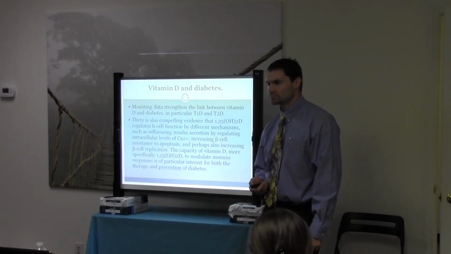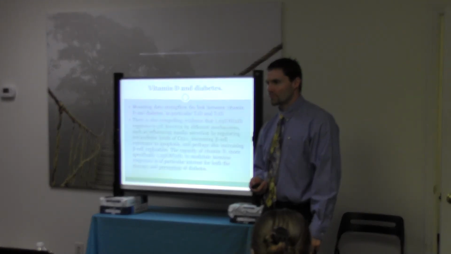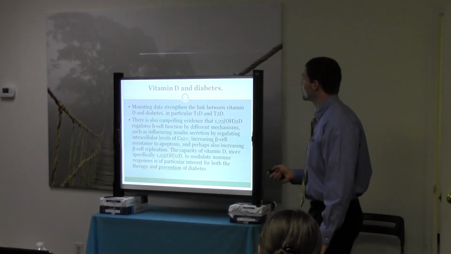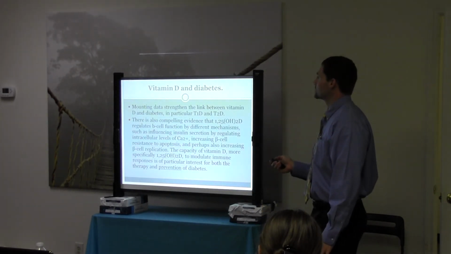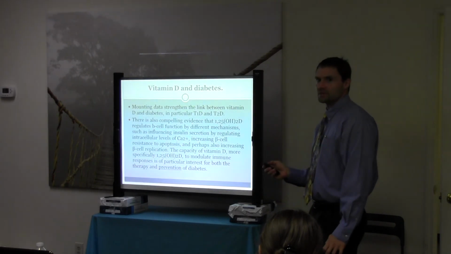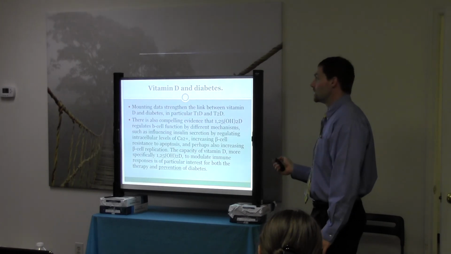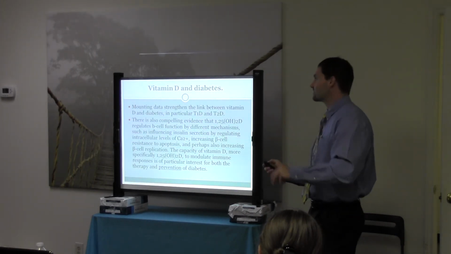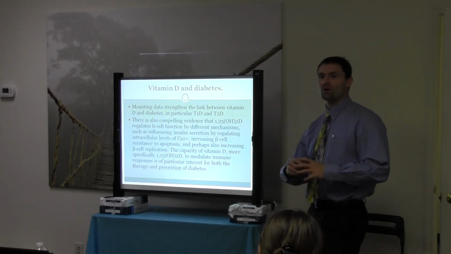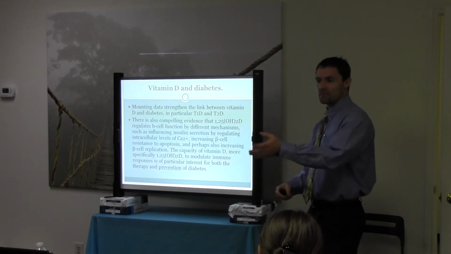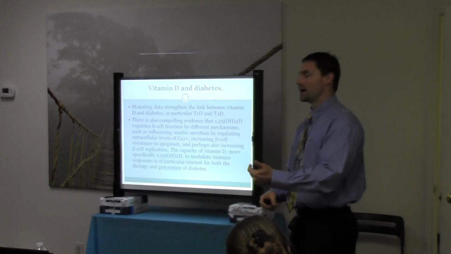So I want to point out two things on this slide. One, the strengthening link between vitamin D and diabetes, and look at this, it does not differentiate between type 1 and type 2. The mechanisms are different between 1 and 2, and the way that the vitamin D acts here. In type 1, you're going to have more of the influence on your T regulatory cells. In type 2, you're going to have more of the mechanisms that we just went over in the previous slide.